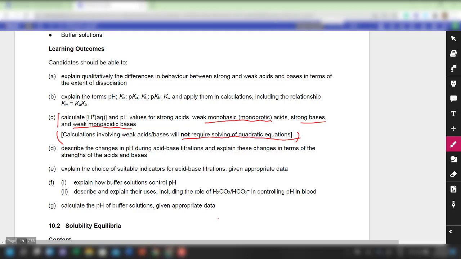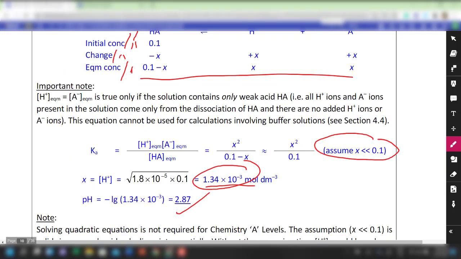Yeah, so because of this, it will be good if you can make an assumption that X is much lesser than the initial concentration, and then after that you can solve it in an easier fashion. But of course, if you choose to do quadratic equation, we cannot stop you. It's just that it might not be advisable because you will be penalizing yourself in exam.